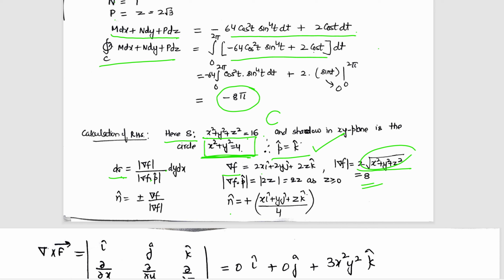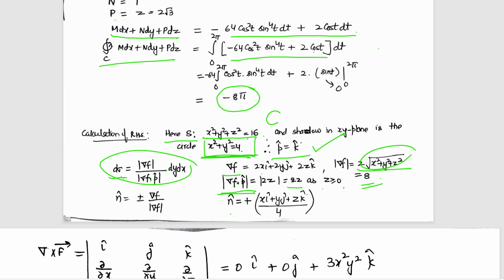So now we know the unit vector p cap, the magnitude of the gradient of f we can find, and the gradient of f we can find. The dot product of gradient of f and p turns out to be equal to 2z because z is non-negative. So we can find the surface element dσ by substituting these values in the formula.